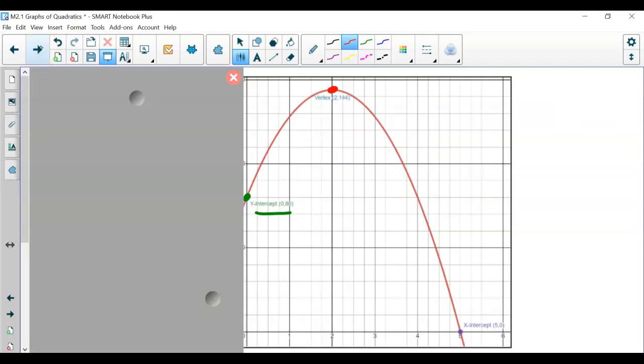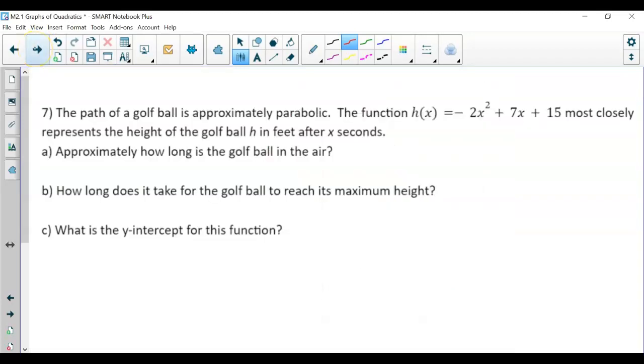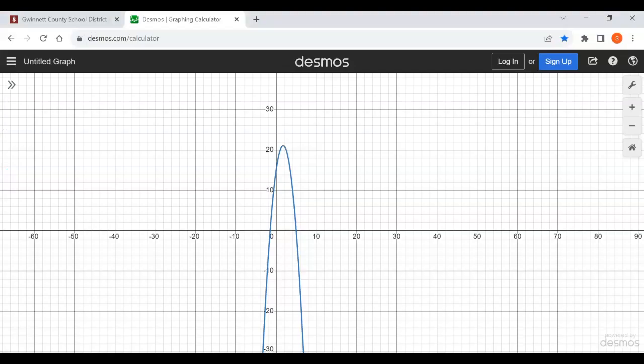So same thing, let's go ahead and do our next problem. Go ahead and graph it. We're talking about the path of a golf ball and graphing that in Desmos. If you need to, go ahead and pause the video so you can graph it. And when you graph it, it looks something like this. And again, you can zoom in, zoom out.